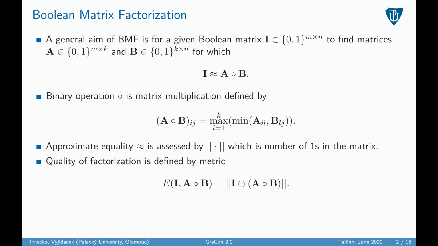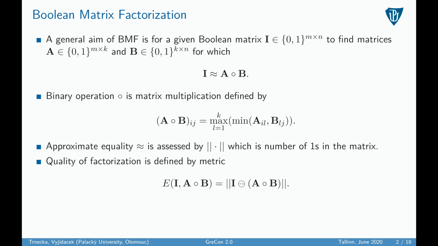Let's move to the basics of BMF. Let I be a Boolean matrix. Our goal is to find matrices A and B such that if we multiply A and B, we will get a matrix which is equal or approximately equal to matrix I.